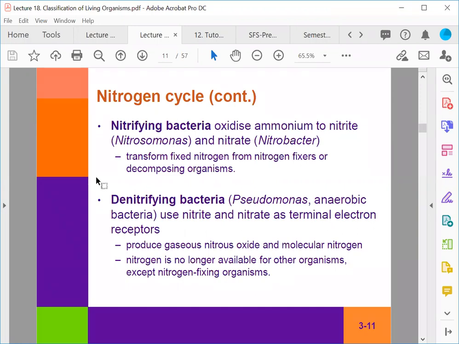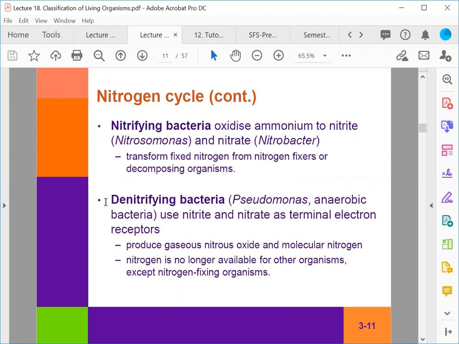All right, and of course, you know that's important because, along with the ammonium ion, nitrate is also an incredibly important form of nitrogen available for uptake by plants.